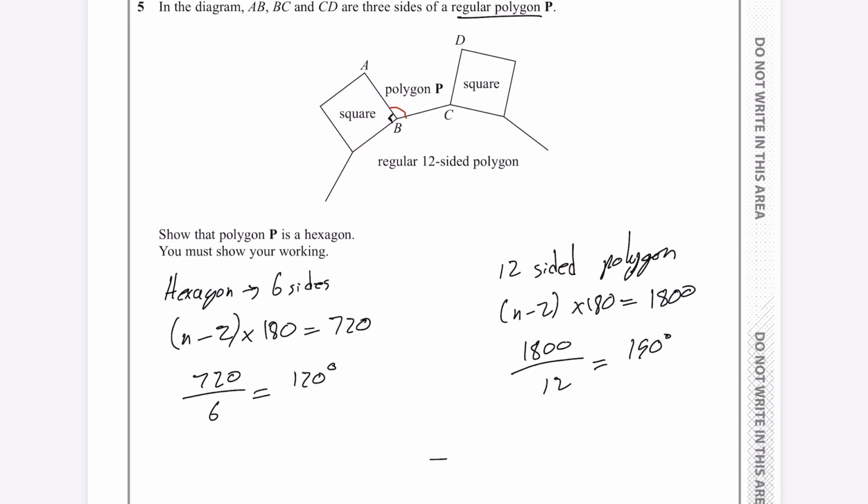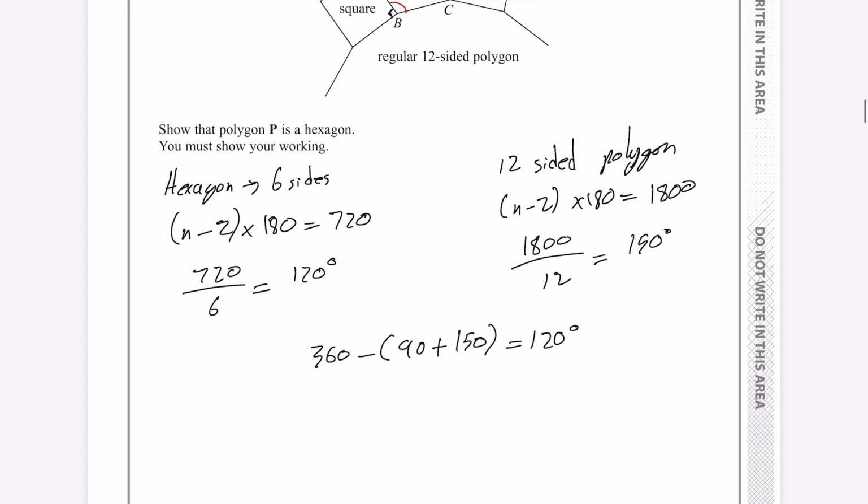Well, in order to prove that polygon P is a hexagon, what I should probably do instead is 360 minus the angle of the square plus the angle of the 12-sided polygon is equal to 120 degrees. And then I can just write angles around a point add up to 120 degrees.